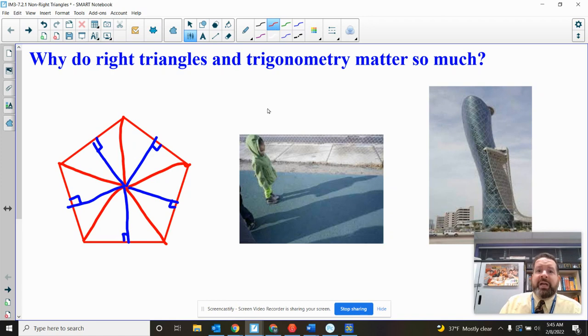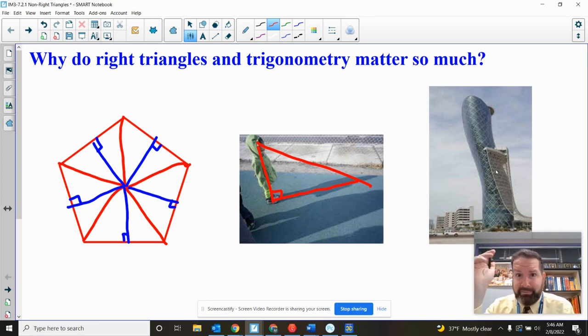Anytime you've gone outside and seen your shadow, you may have done an experiment with this in a science or another math class. Guess what? We're talking right triangles. That's how we can figure out how far away the sun is, how far away the moon is, how big things are that we're not measuring directly. Right triangles everywhere.